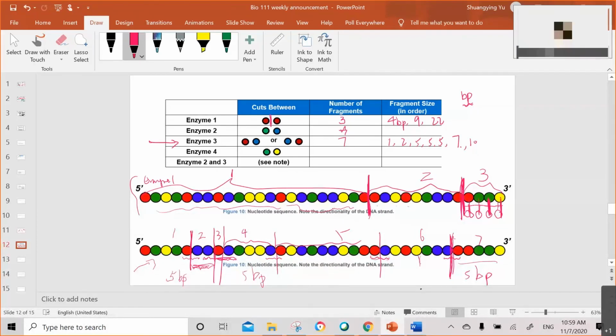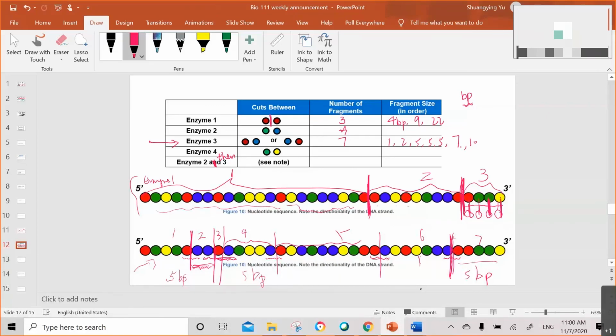Now, for the last one, enzyme 2 and enzyme 3, it asks you to see note. When you open the instruction page, it says enzyme 2 and then enzyme 3. This means you are going to let enzyme 2 cut the DNA strand first, and then enzyme 3 will come in and cut the fragments further. So I have to put in the number of fragments, 2 numbers? Yes, that's correct.